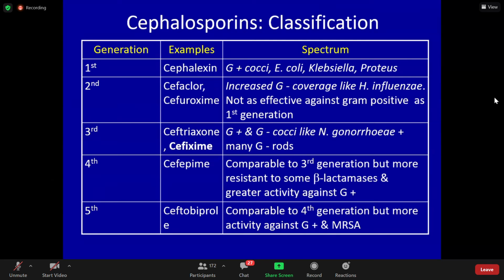Fifth generation has an additional property: it is effective against MRSA, methicillin-resistant Staph aureus. So you have to memorize this spectrum very well. It will be easier for you to memorize once you receive some lectures from the microbiology people and know the difference between gram positive and gram negative, with some familiarity with Klebsiella, Haemophilus influenzae, Pseudomonas aeruginosa. It will be easier for you later on. Okay? And MRSA.